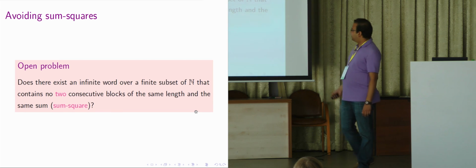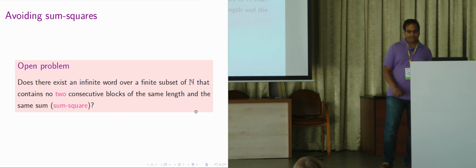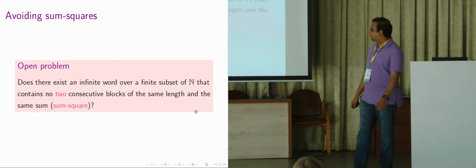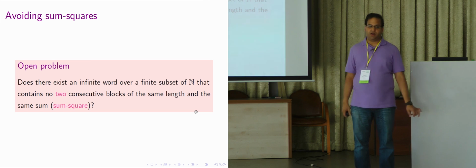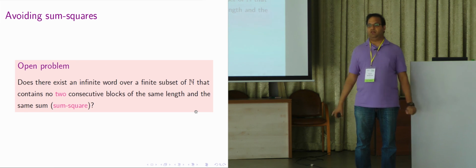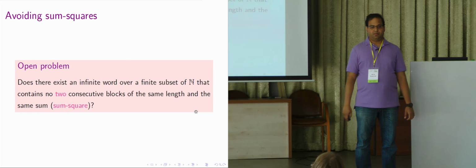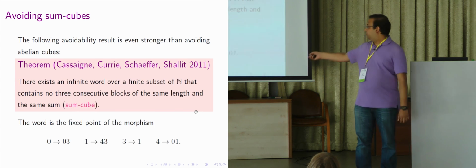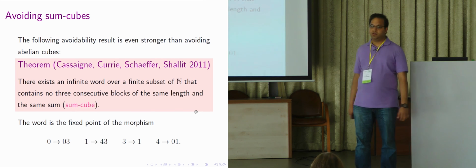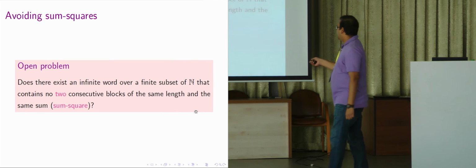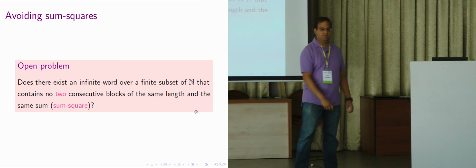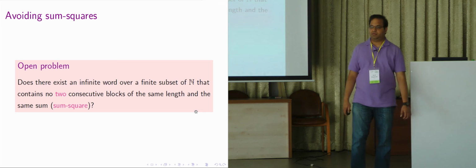So here's an open problem. Can you prove the same result for these so-called sum squares? Can you avoid having 2 consecutive blocks that sum to the same value? They proved it for 3. In this sequence, you never see 3 blocks that sum to the same value. Can you prove the same result for 2 blocks?